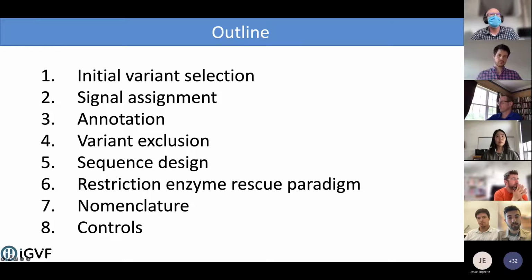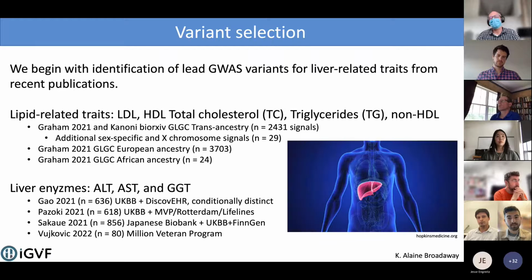We do a little bit of housekeeping here. How do we design our sequences around these variants? This is a bit of a technical issue that we came into, and this is a topic of conversation we would like input on from everyone, and then some nomenclature, and then adding some positive and negative controls to our data sample. Okay, so let's start with variant selection.